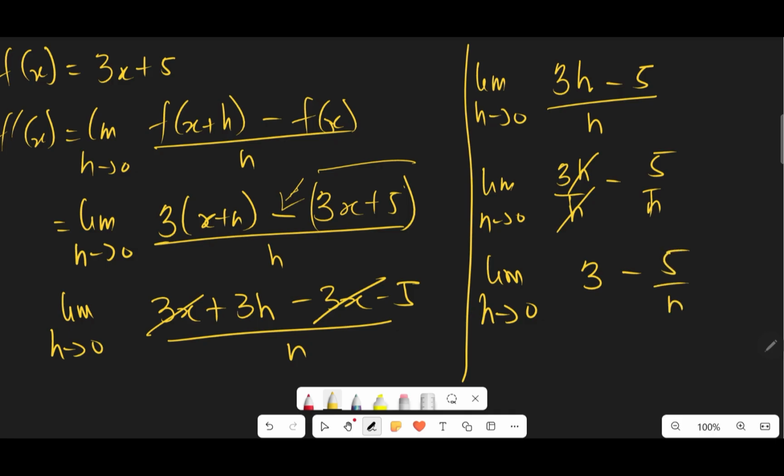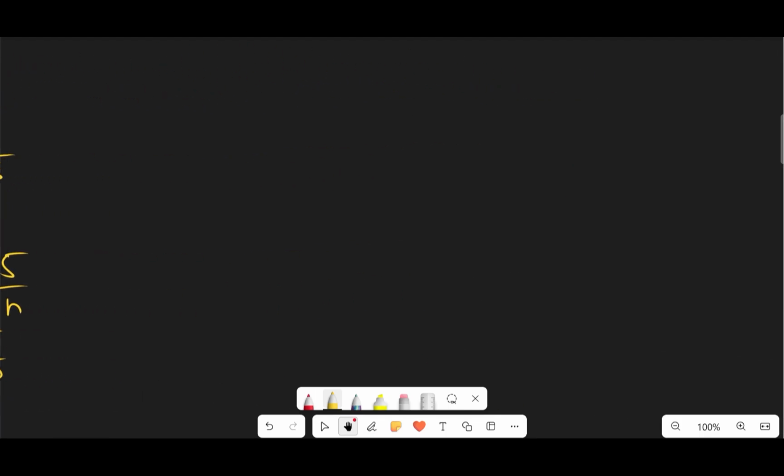Now h approaches 0, so let's put in 0. We are going to get 3 minus 5 over 0, and 5 over 0 is something we don't even want to write. So the answer is 3. So if you differentiate 3x plus 5 with the first principle, you are going to get 3 as your final answer. That is it.